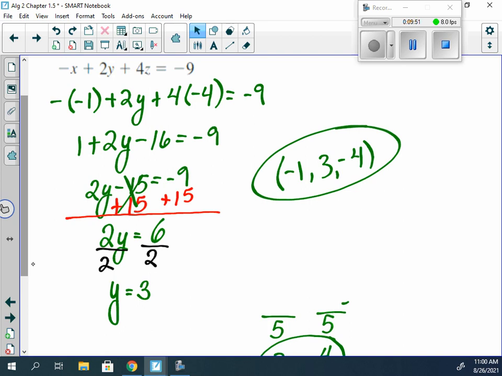Yes, sir. This one? 1 and negative 16? Yeah, we combined like terms. Any other questions?